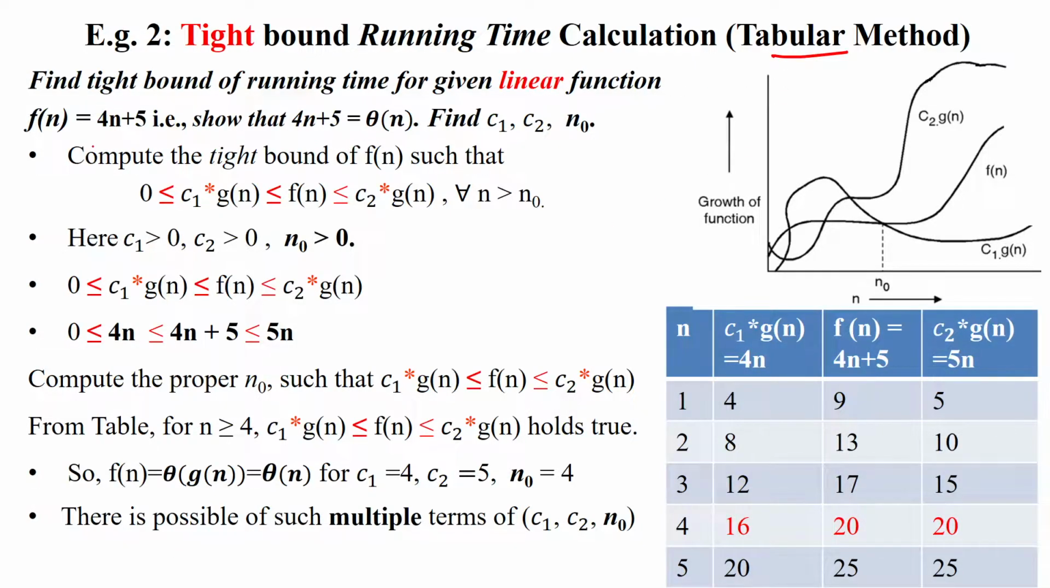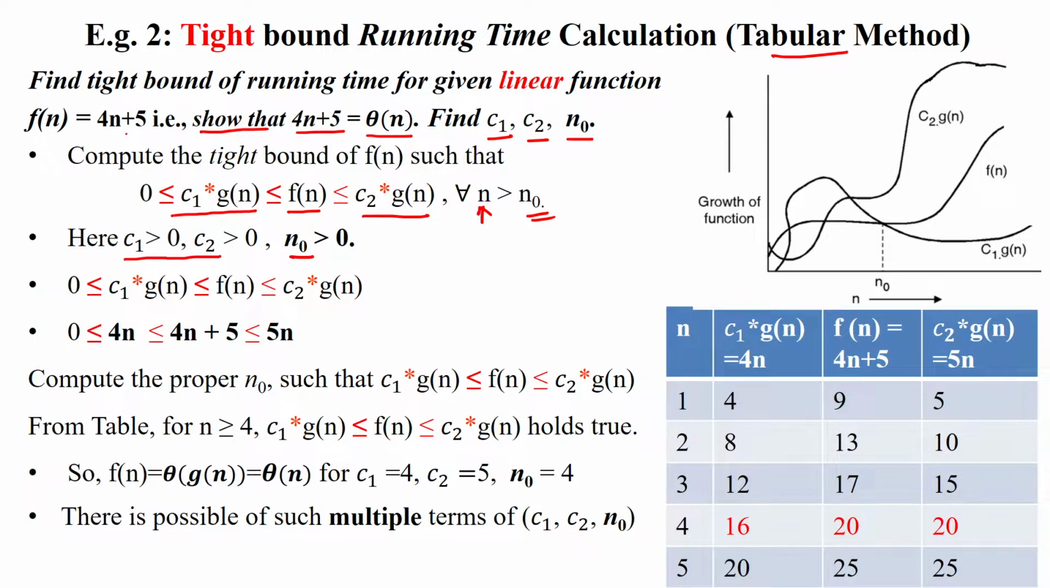Here we can ask this question like: show that given linear function 4n plus 5 equal to big theta of n. Find constant c1, constant c2 and initial input size n0 for the given criteria of tighter bound. So here the tighter bound criteria is c1 into g of n less than or equal to f of n less than or equal to c2 into g of n for all input size n greater than initial input size n0. Here the constants c1 and c2 and initial input size should be positive numbers, that means greater than 0.